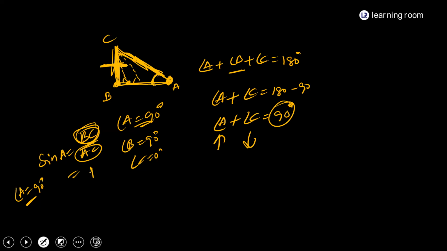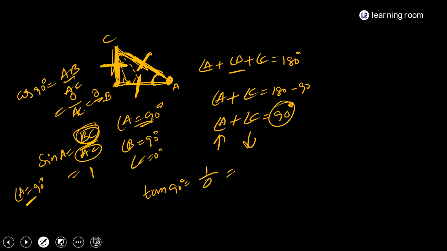Sin 90 will be 1. Now we are calculating cos 90. Cos 90 is adjacent by hypotenuse, so AB by AC. AB will be 0 and AC will be some non-zero value. 0 by some non-zero value will be 0 only. So sin 90 is 1, cos 90 is 0. Tan 90 will be 1 by 0, which is undefined.